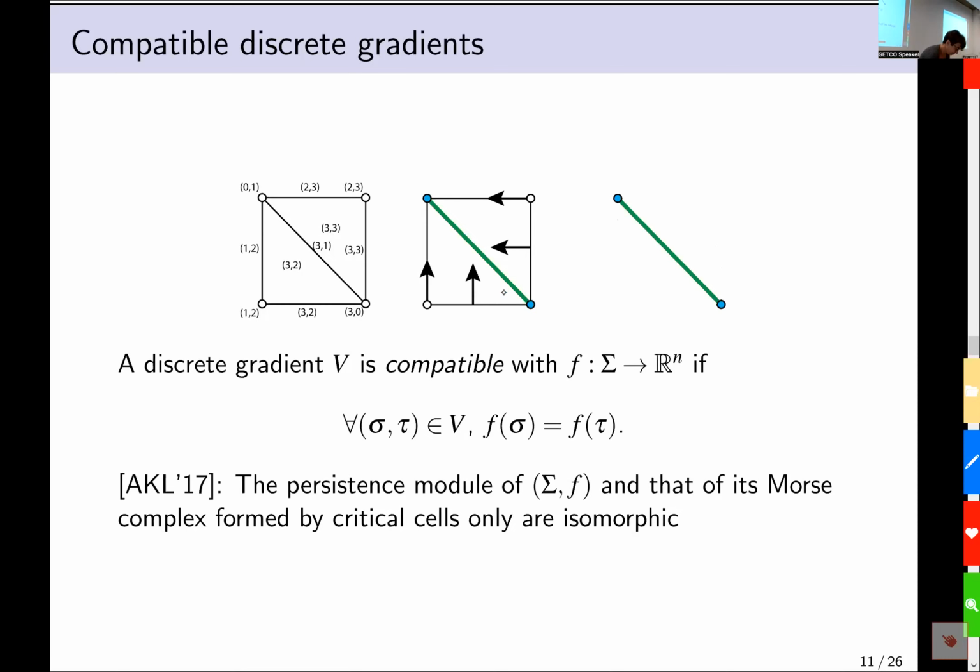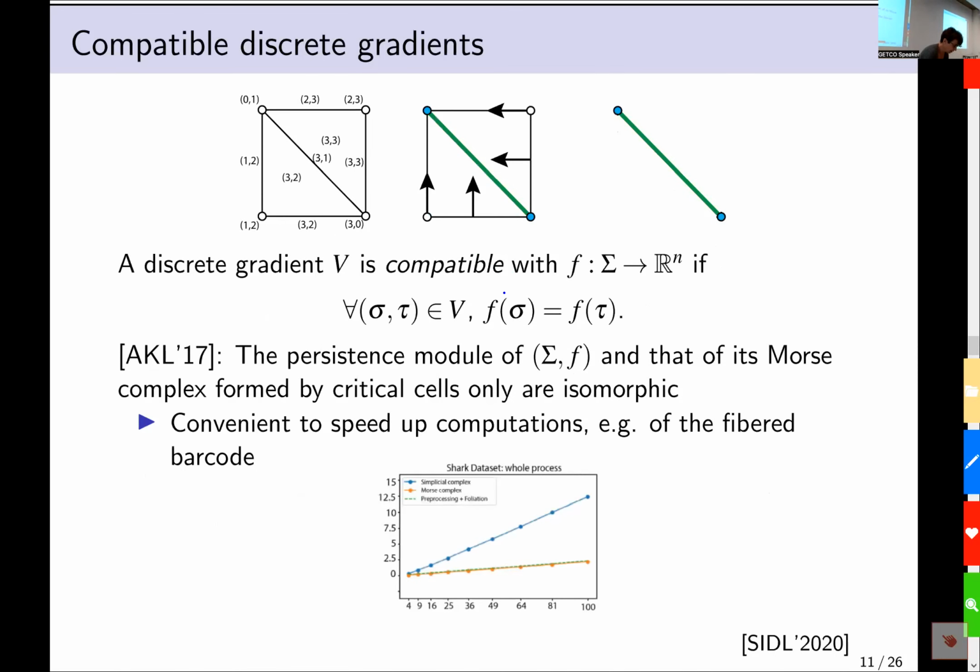First of all, let me say that this is already convenient for computations, because, for example, if I want to compute the fibered barcode of the initial simplicial complex sigma f, it is more convenient to first reduce it using discrete Morse theory, and then compute the fibered barcode.